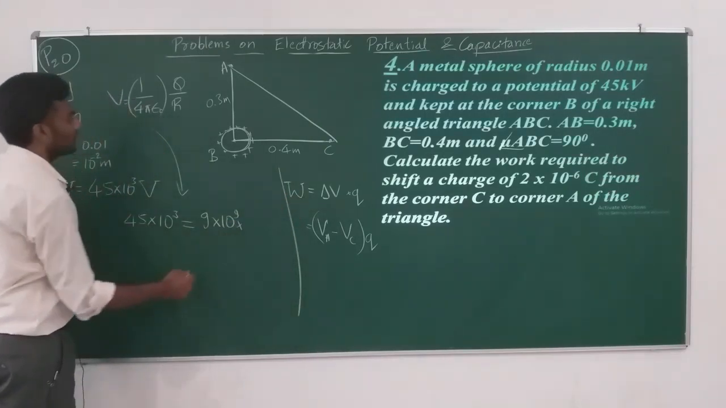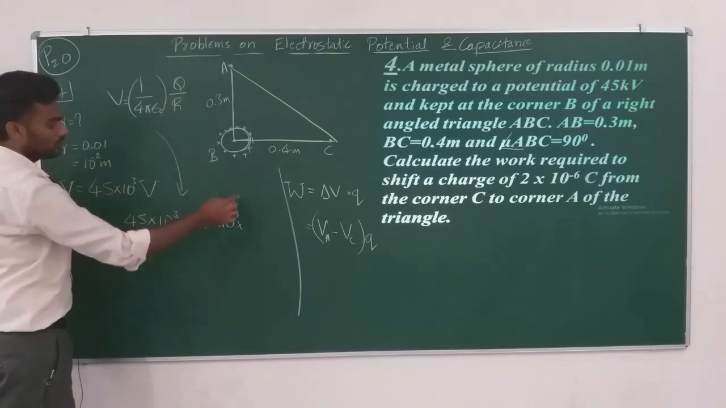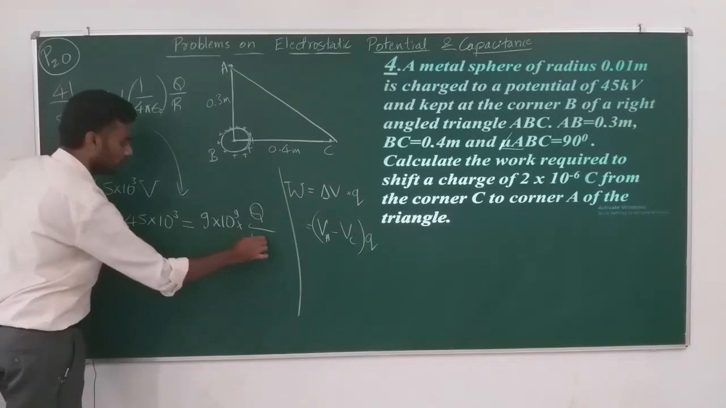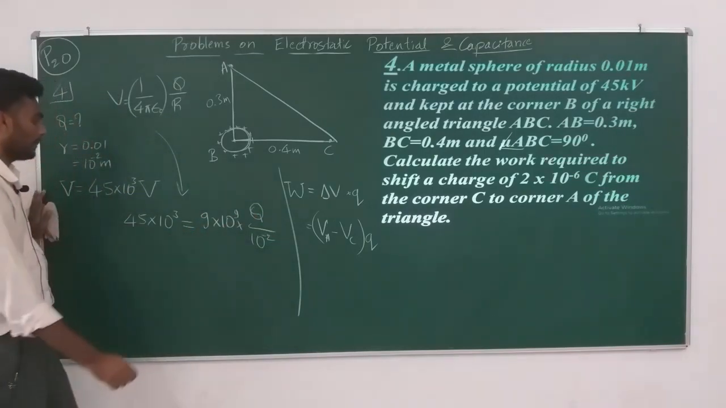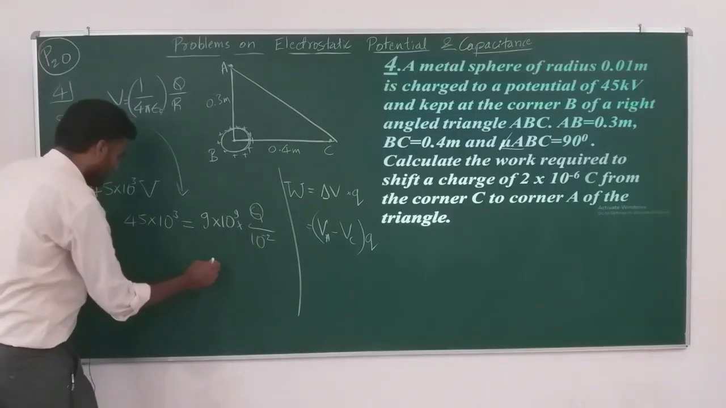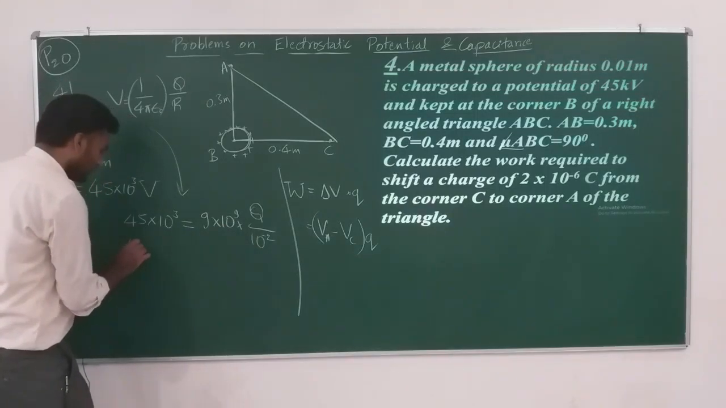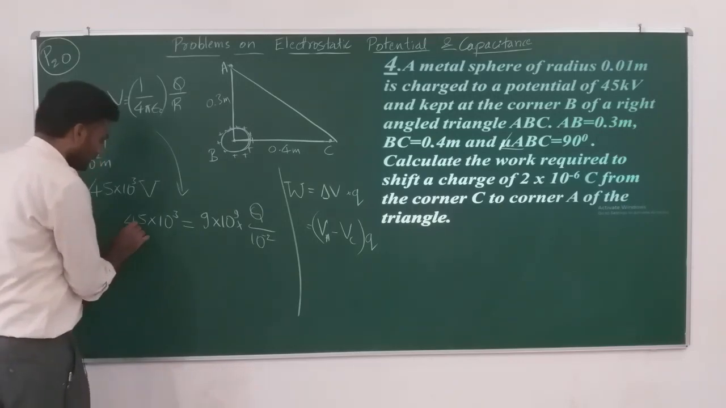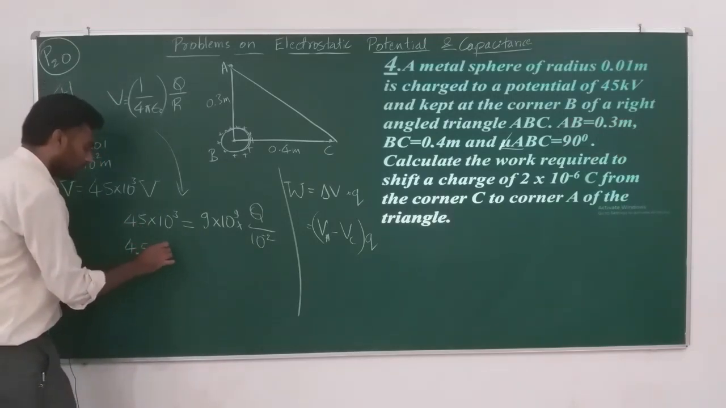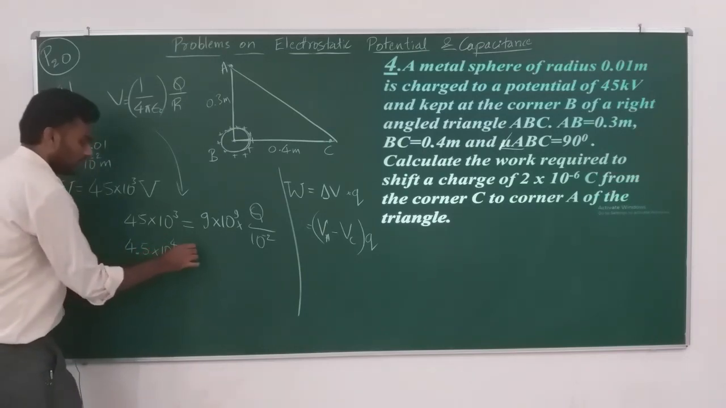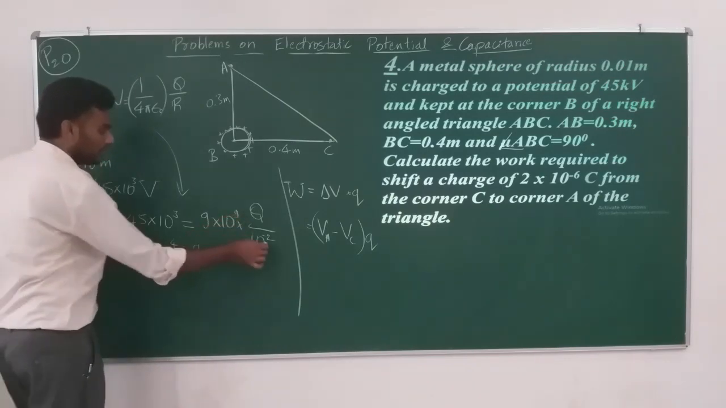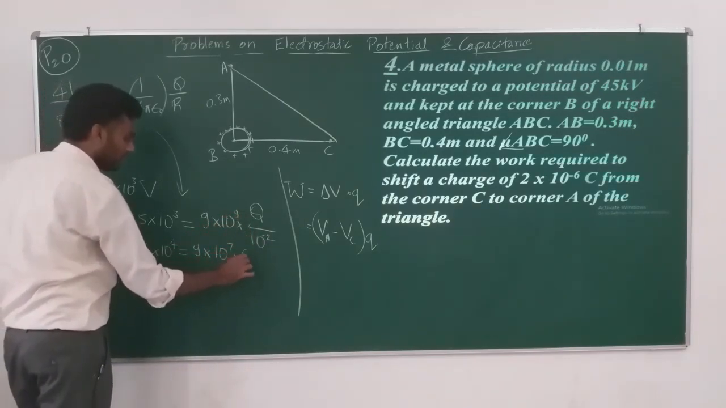This part is separate. Into Q shall be found R is 10 to the power of minus 2. Okay, right. So now Q becomes equal to, before that let me do a few simplifications. I can write 45 as 4.5 into 10 to the power of 4, which is equal to 9 into 10 to the power of 9 minus 2, which is 7, into Q.